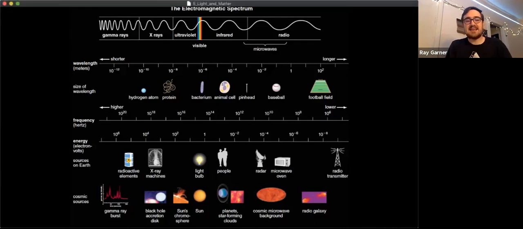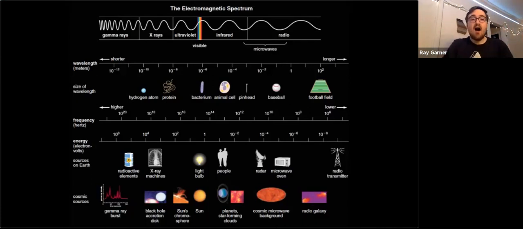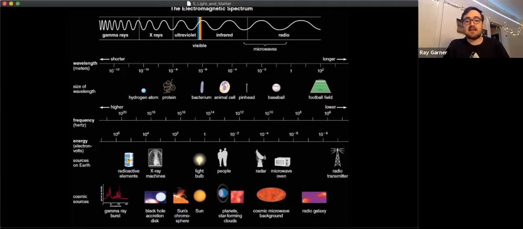Down at the bottom, you can see images, examples of some sources on Earth and some cosmic sources. We detect all of these different kinds of electromagnetic waves, both here on Earth and throughout the universe. The sun obviously emits a lot of its light in the visible. Black hole accretion, as it's gobbling up nearby matter, will emit in the X-rays. There's things called gamma ray bursts, which we'll talk about much later. Planets, star formation centers, those emit in the infrared.